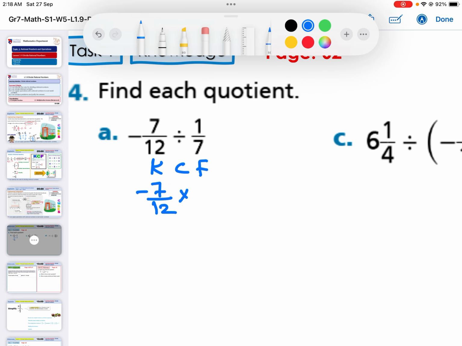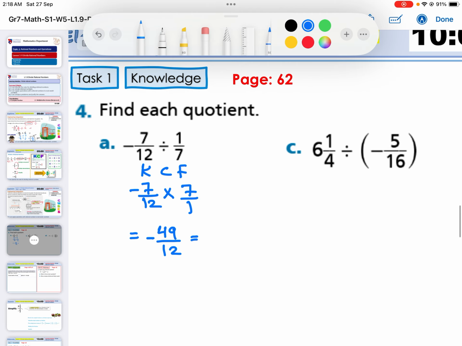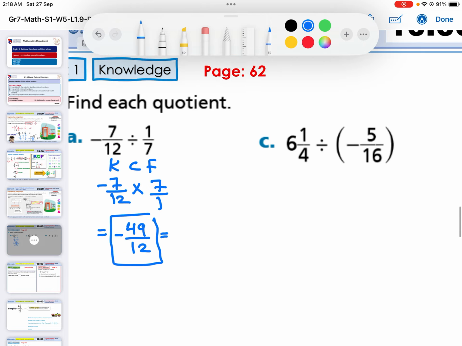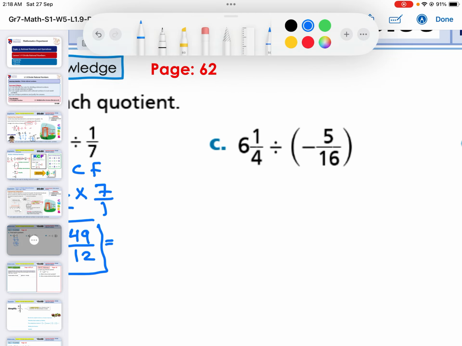Division will be changed to multiplication. And 1 over 7, flip it: 7 divided by 1. Then I will multiply 7 times 7, that's 49. 12 times 1, that's 12. And the sign will be negative. Okay, guys. You can simplify it by doing long division. I'm going to stick now to that answer. Okay, let's move on to the next one.